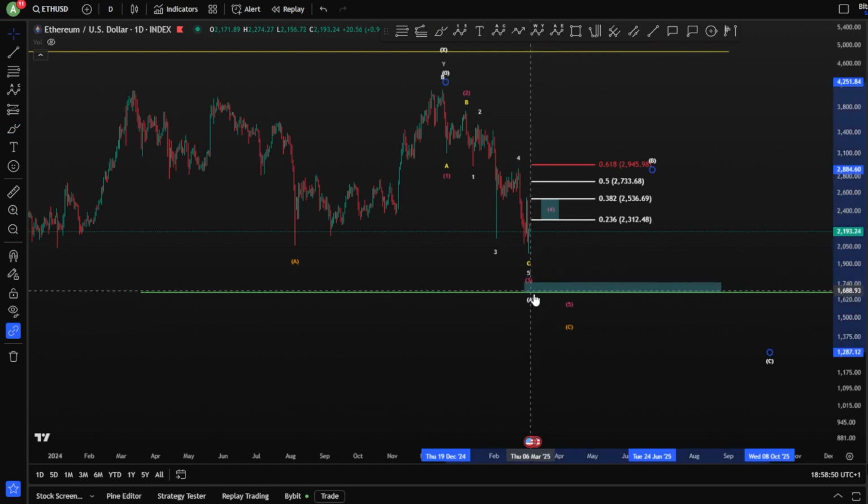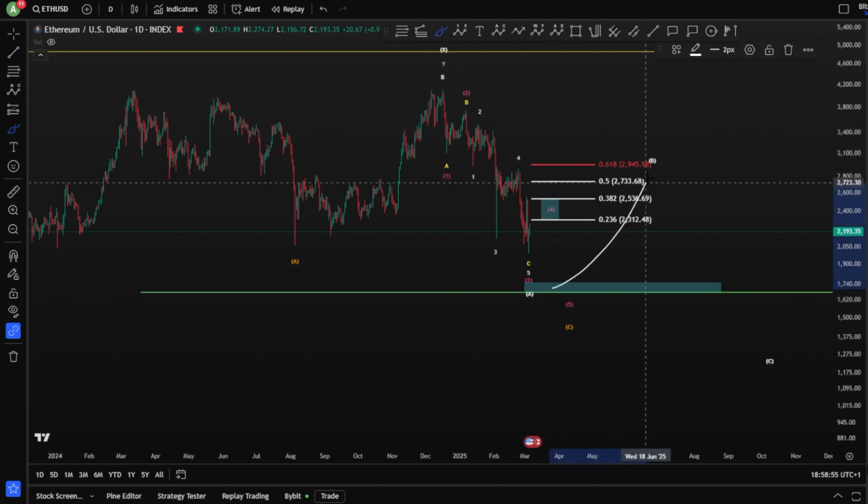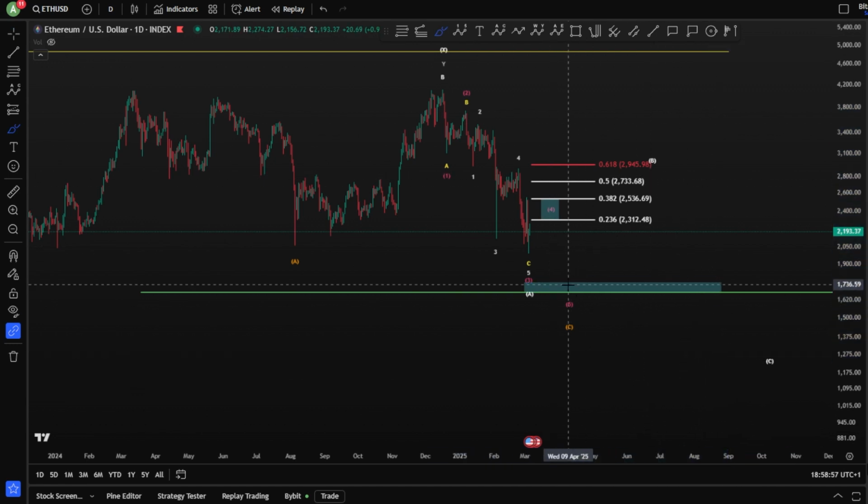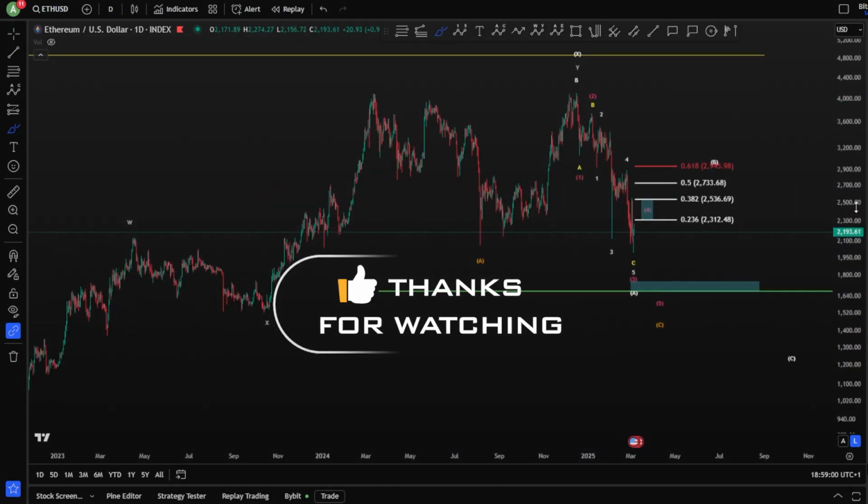Don't forget this, to finish a wave A, and then start to look for higher in a wave B and then a wave C. These are the possibilities right now for Ethereum.